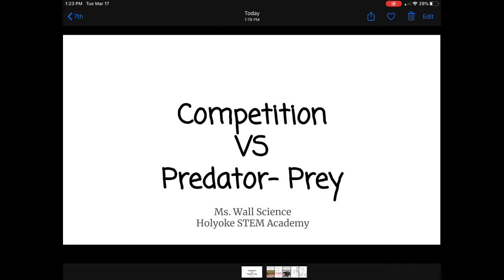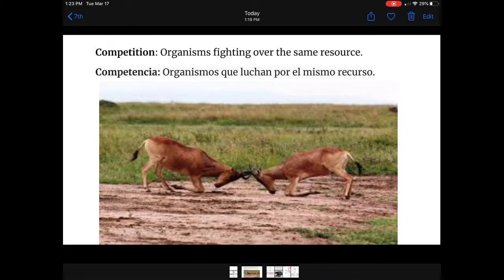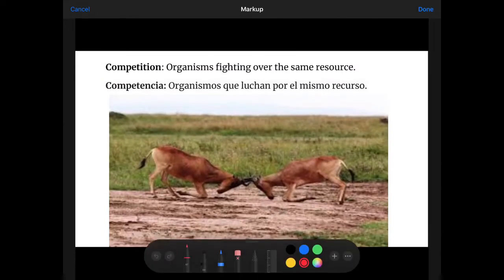All right. So anyway, competition versus predator-prey. First up, we've got competition. Now, we talked about this quite a lot. The cool thing about competition is that you see it a lot more often than you really think. Do you and your siblings compete over maybe that last cookie, or mom and dad's attention? We compete all the time. Humans compete for everything. So when it comes to animals and food webs, competition really just means organisms competing over the same resource.